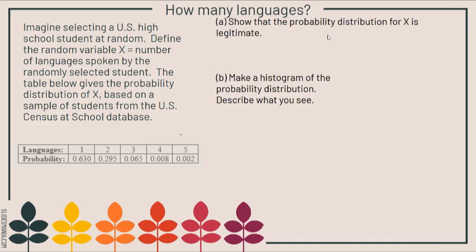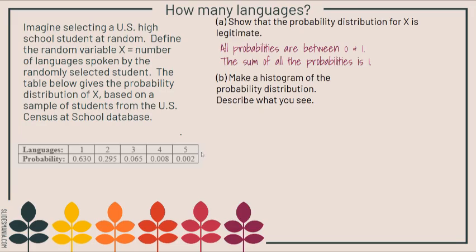We first need to show that this is a probability distribution. So remember the whole probability model. What two things do we have to look at? All probabilities are between 0 and 1, and the sum of all the probabilities is 1. That's what we need to look at. So all of these are between 0 and 1, so we're good there. And then if we add these up, we get 1.